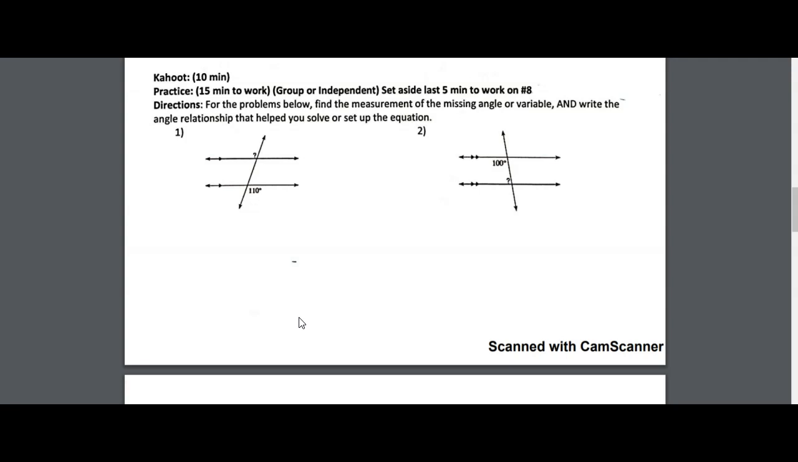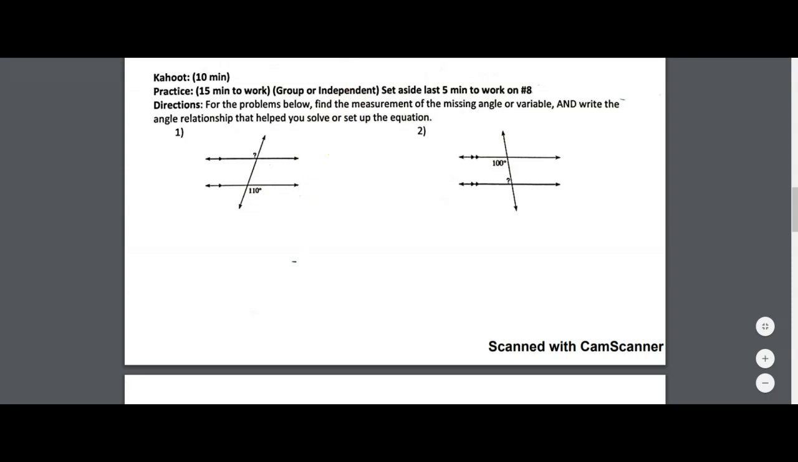So we're just going to do numbers 1, 3, and 5 in the video, so just 3 quick ones. Write down the angle relationship that helps you solve for the missing angle, and then show your algebraic work as well. So pause the video, try numbers 1, 3, and 5, and then come back here and see how you did.